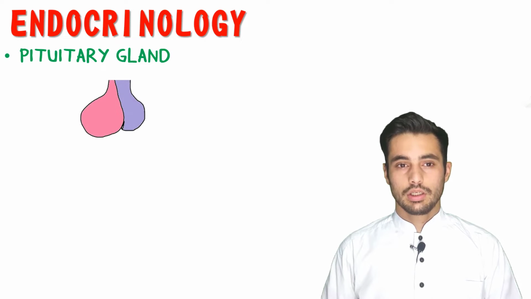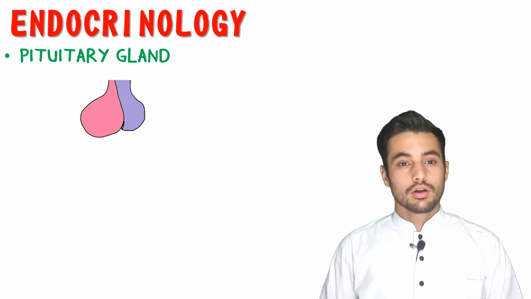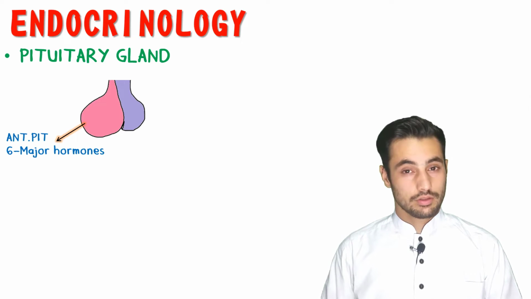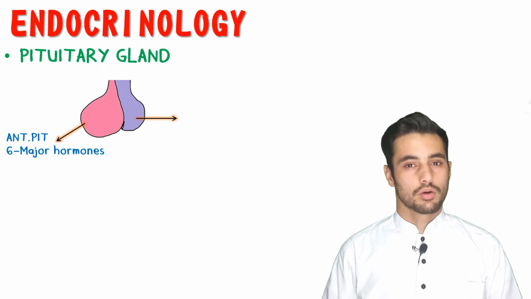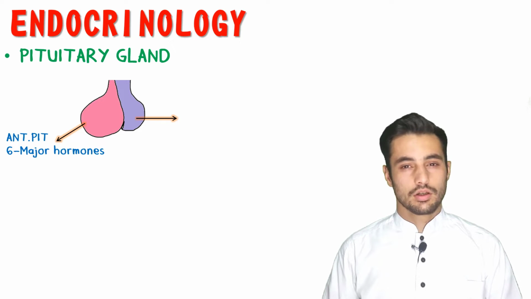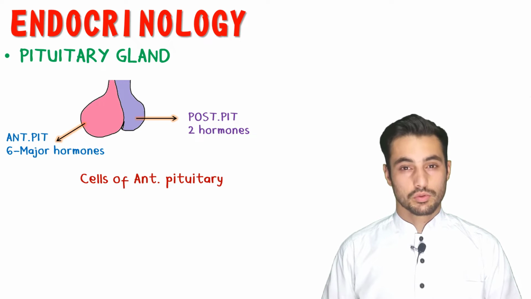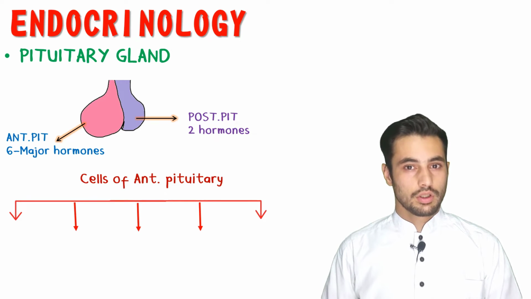Now have a look at the cells of the anterior and the posterior pituitary. Let's get rid of the hypothalamus and focus on the anterior and the posterior pituitary. The hormones secreted by the anterior are 6 in number. These are the major hormones, while the posterior will secrete only 2 hormones, oxytocin and the antidiuretic hormone. Let's have a look at the cells of the anterior pituitary, which will secrete these 6 major hormones. Remember, there are 5 cells which will secrete 6 hormones. Also, the cells are located in the anterior pituitary.